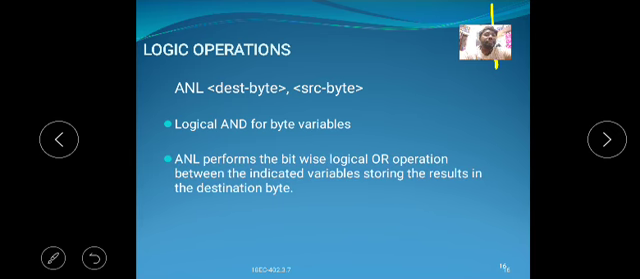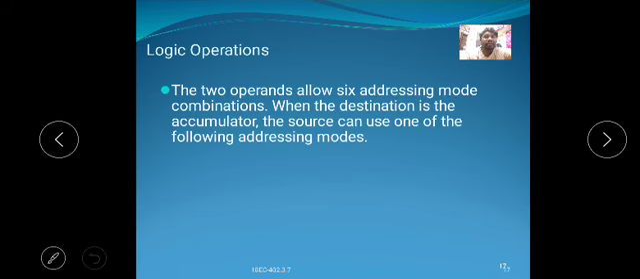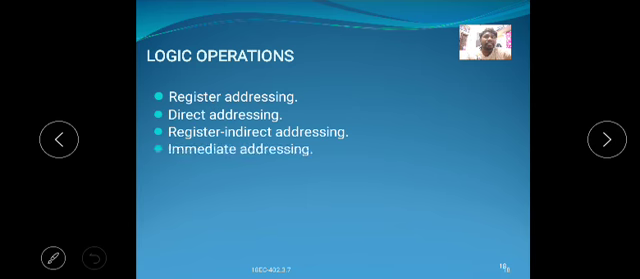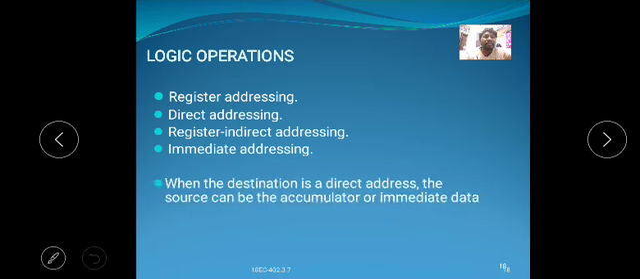For byte variables, ORL performs the bitwise logical OR operation between the indicated variables, storing the result in the destination byte. No flags are affected. The two operands allow 6 addressing mode combinations. When the destination is the accumulator, the source can use one of the following addressing modes in logical operations: register addressing, direct addressing, register indirect addressing, and immediate addressing.